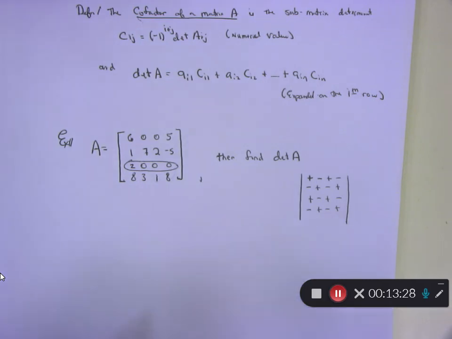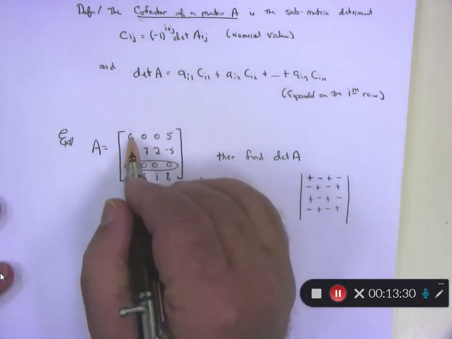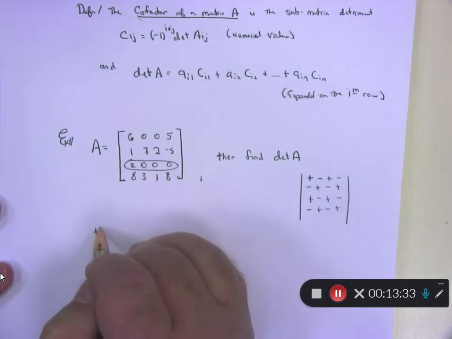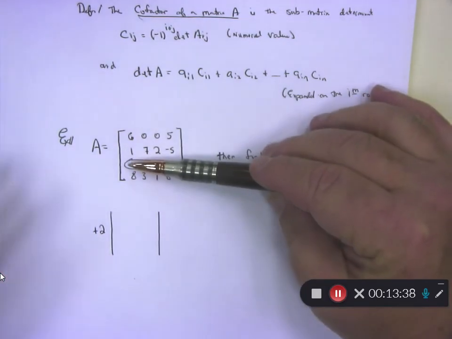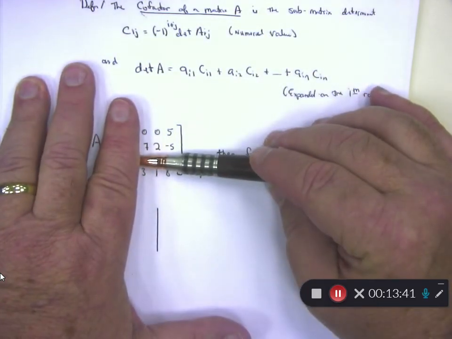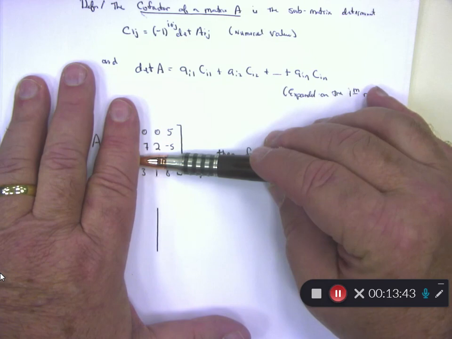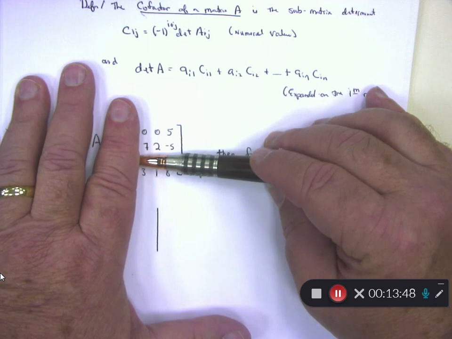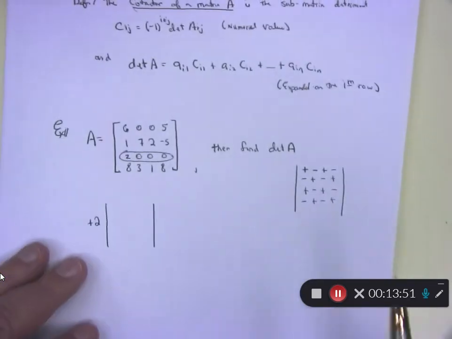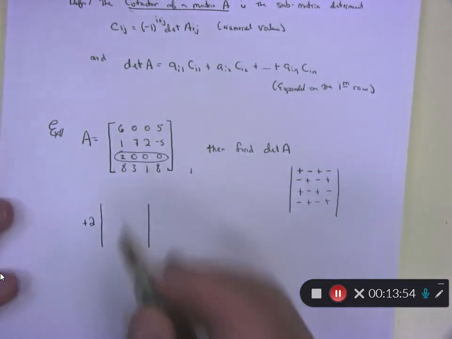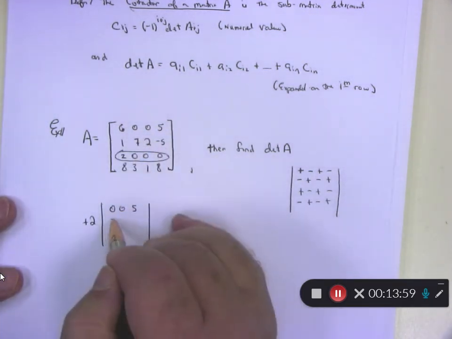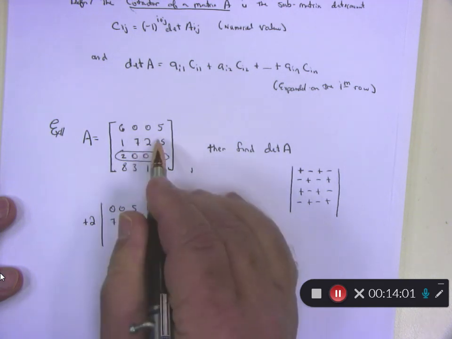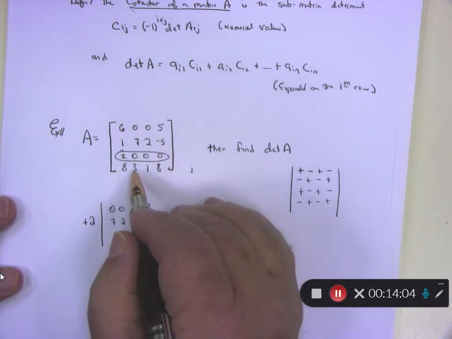So, look at your sign chart. This was a plus, minus, plus. So this would be plus 2 times, and now I'm going to draw the minor matrix. Where the 2 is, knock off the row and column with that in there, and you're going to see your minor matrix of 0, 0, 5; 7, 2, -5; 3, 1, 8. I'm going to write that right here.